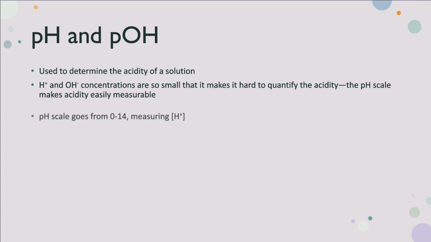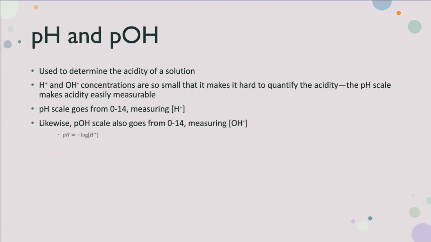The pH scale goes from 0 to 14 and it measures the concentration of H+, while the pOH scale similarly goes from 0 to 14 and it measures the OH minus concentration. These equations here allow you to convert the concentration of H plus or OH minus to pH or pOH respectively, and vice versa. Let's try an example of each.